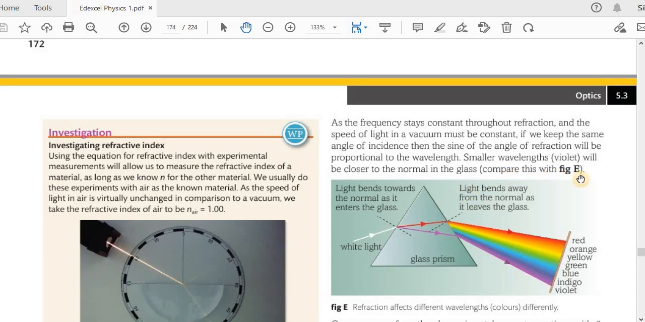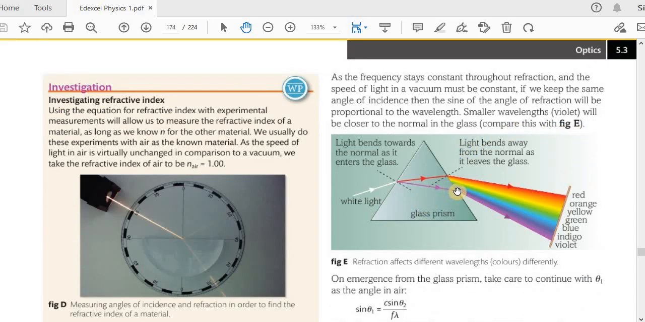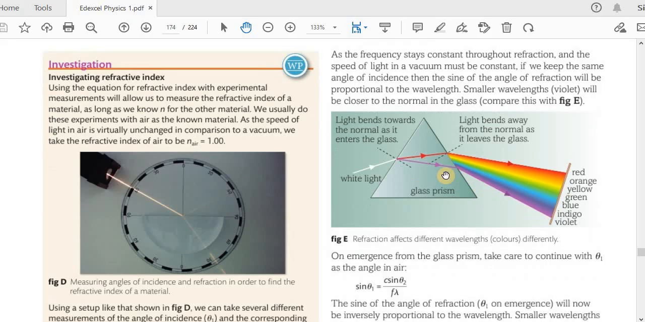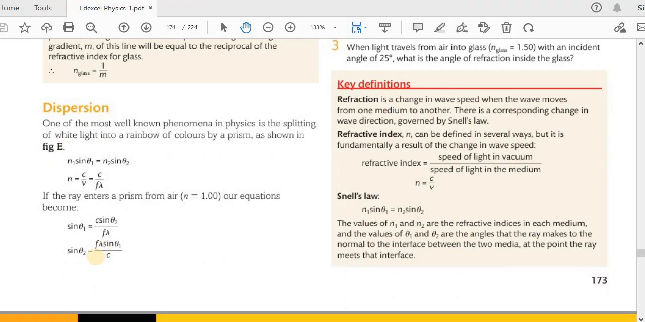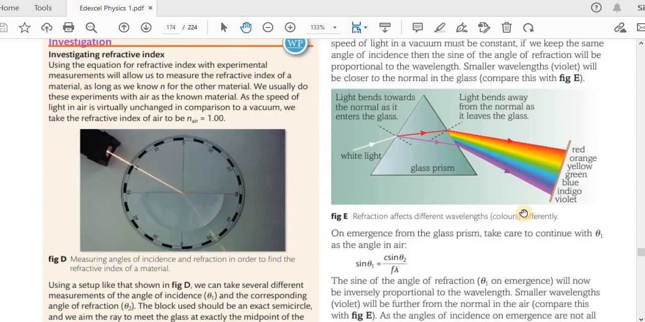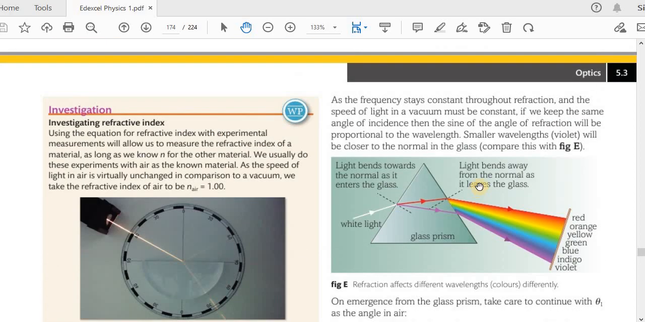Compare this in figure E. So violet has a shorter wavelength, therefore it will be refracted. Here you can see how it's refracted. You can compare it with this. So the shorter the wavelength, the lesser the angle. The greater the wavelength, the greater the angle.